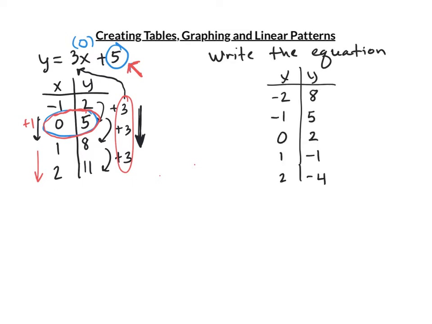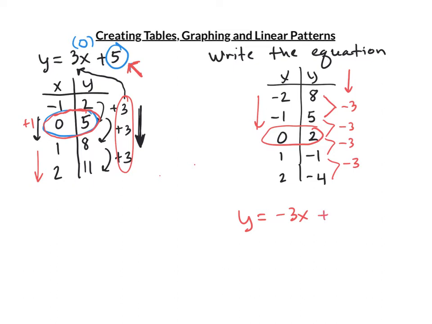In this table, I see that as I move forward into the positives for x, I'm going down by 3, down 3, down 3, down 3. That means the number in front of the x is negative 3. Then all I have to do is look at that 0 value. When I plug in 0 for x, I have to get y as 2. And the way to make that happen is a plus 2. If I plug in 0 for x, negative 3 times 0 will be 0, and y will be 2.